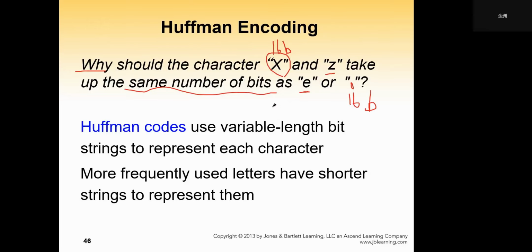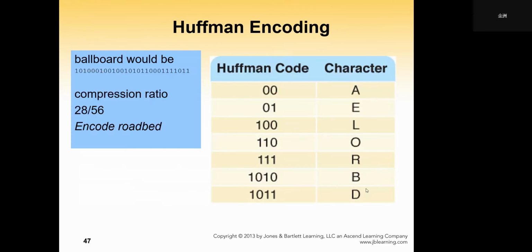So here we propose the concept that we use variable-length bit strings to represent each character. More frequently used letters are supposed to have shorter strings to represent them. This is the basic concept, but we need to define how we do this, right? So let's check how we define it. It's something like this. We can define its Huffman code.